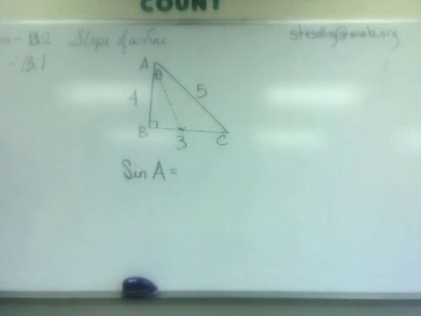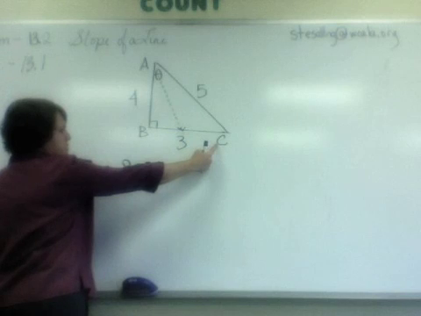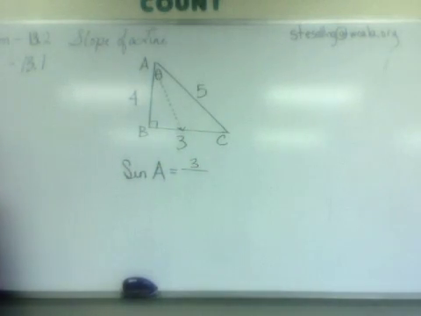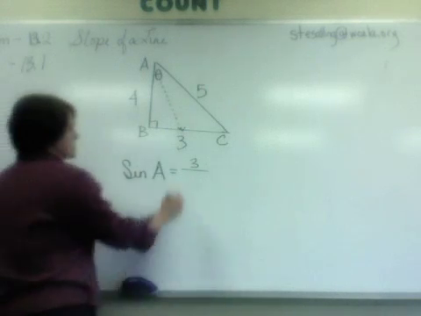Which side is opposite? BC, which has a measure of 3. The sine is the opposite leg over the hypotenuse. Okay, well, it doesn't matter where your angle is because your hypotenuse is always your hypotenuse. And our hypotenuse in this case is 5.